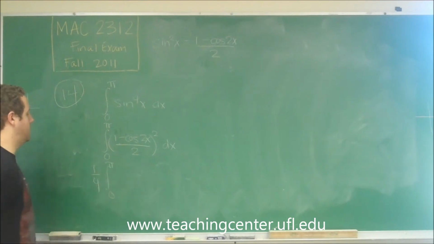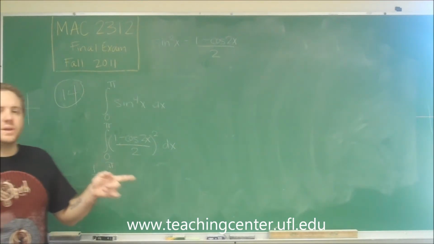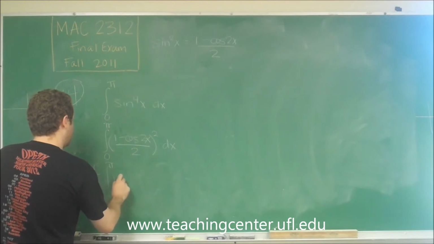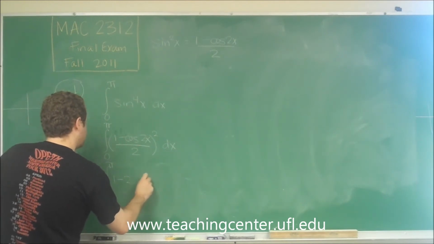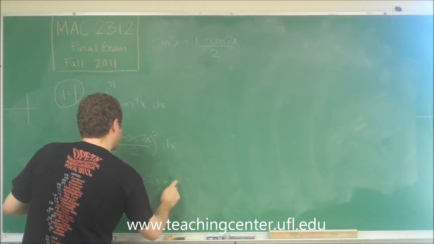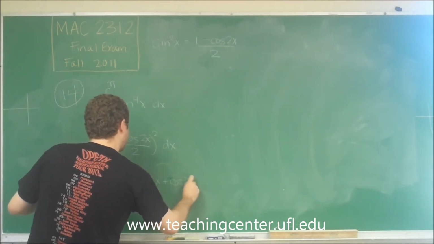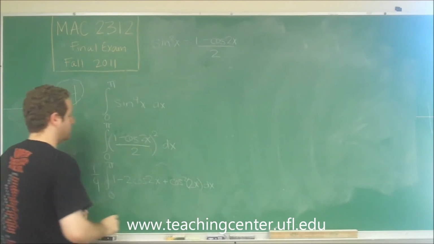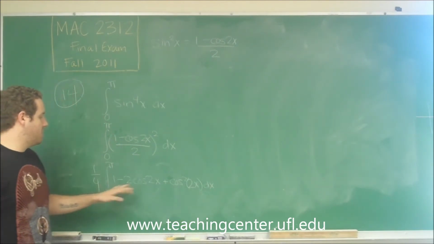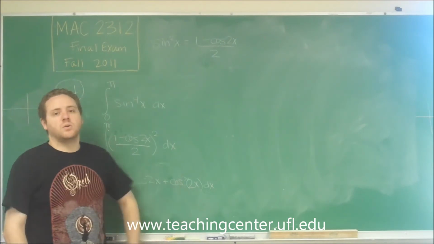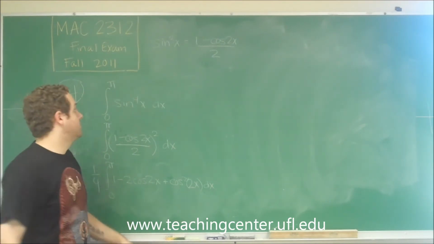from squaring the denominator. If we square the numerator, we have to FOIL that out, expand it. So we'd get 1 minus 2 cosine 2x plus cosine squared of 2x. So the first two are very easily done by standard methods. For this third part, we're going to have to use another power reduction formula.